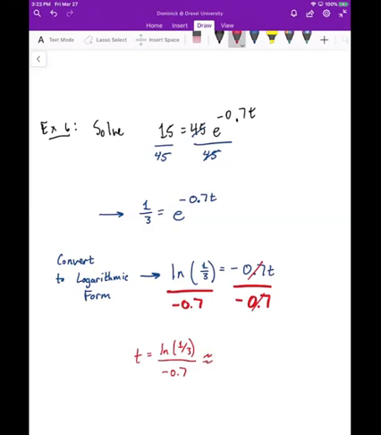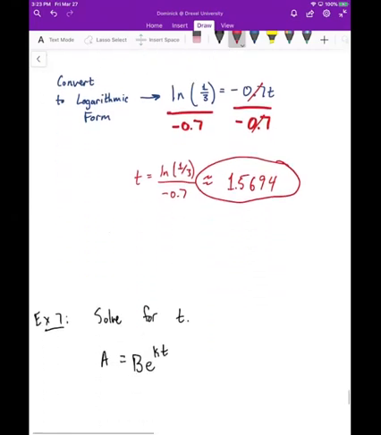And of course, we'll let the calculator do this. So I need an ln of 1 divided by 3. And then once I close that parenthesis, I need to divide the whole thing by negative 0.7. And we're going to get that t is roughly 1.5694. All right, so that's my t value here. Okay, so hopefully that's not too difficult.